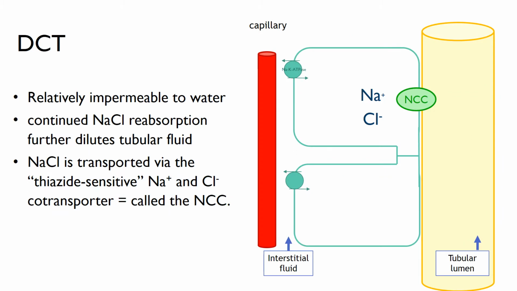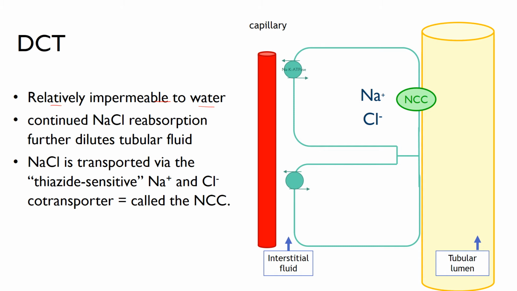We will begin with the earliest portion of the distal tubule, and that is the distal convoluted tubule. The epithelial cells located in this section are relatively impermeable to water. However, they are permeable to solutes. Therefore, as solutes get reabsorbed and water stays behind, there is a dilution of the tubular fluid. And that will become important later.